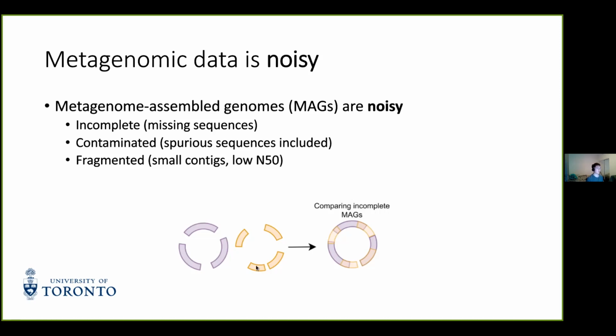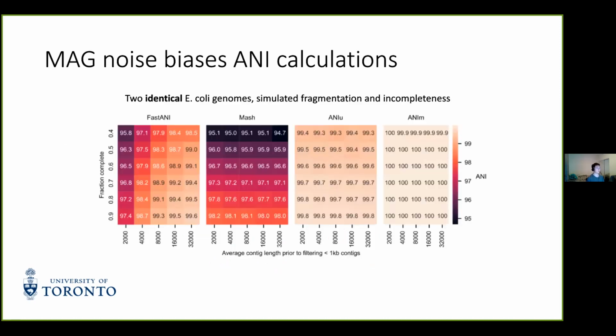As you can see in this graphic, as we compare incomplete MAGs, you'll have regions that don't overlap fully. This is just due to missing sequence content. It turns out that MAG noise can bias ANI calculations by a lot. Over here, what we have are two identical E. coli genomes with the same nucleotide content, but we've simulated fragmentation and incompleteness by chunking the genomes and removing contigs.